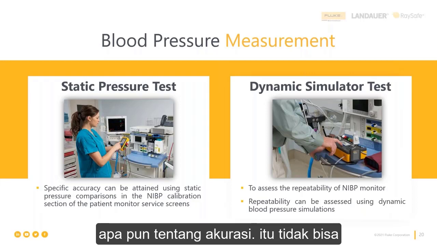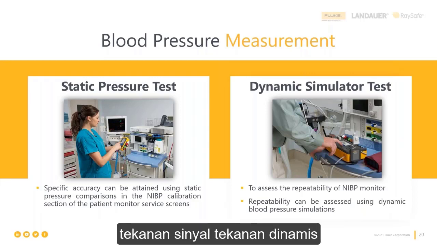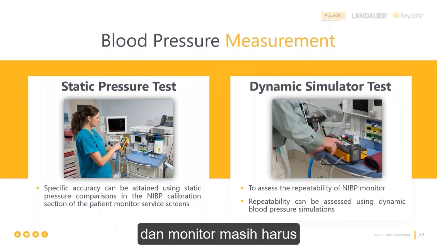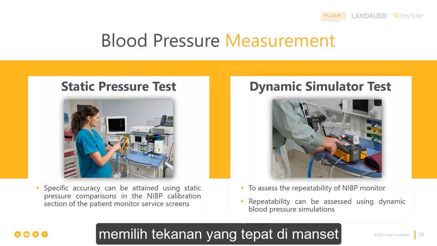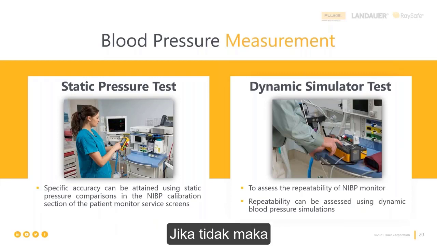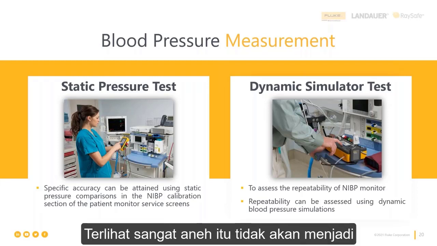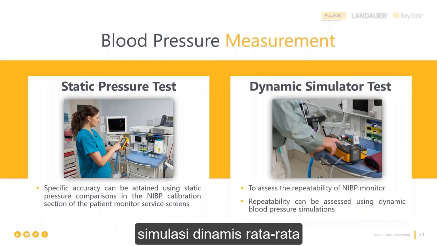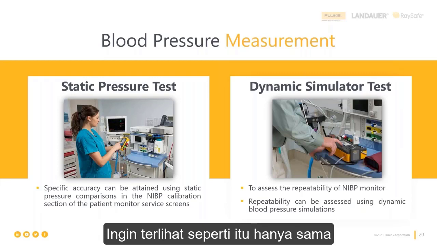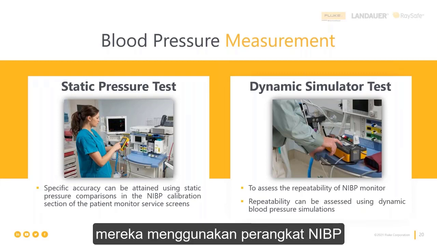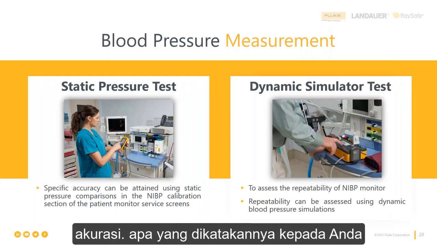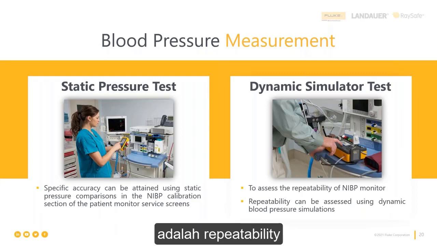It simply cannot. We are sending a dynamic pressure signal into the front end of the patient monitor when we're doing dynamic simulation. And the monitor still has to pick the right pressure in the cuff. If it doesn't, then the measurement is going to look very strange. It's not going to be what you expect. Dynamic simulation wants to look like it's just the same thing as what the clinician is going to do when they use the NIBP device, and it kind of is, but it's not able to tell you about accuracy. What it does tell you about is repeatability.